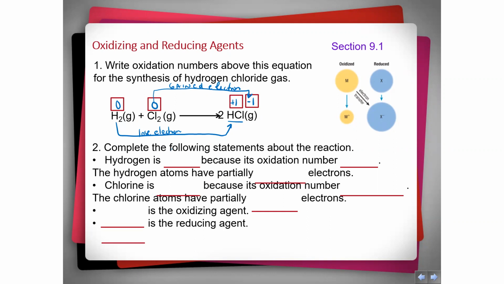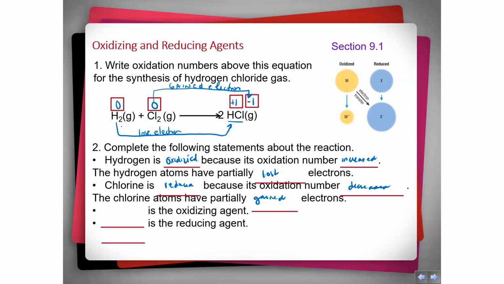So hydrogen lost electrons, so lose electrons is oxidized because its oxidation number increased. Hydrogen atoms have partially lost electrons. Chlorine is reduced because its oxidation number decreased. The chlorine atoms have partially gained electrons. So these are covalent bonds, and so they don't fully gain the electrons.